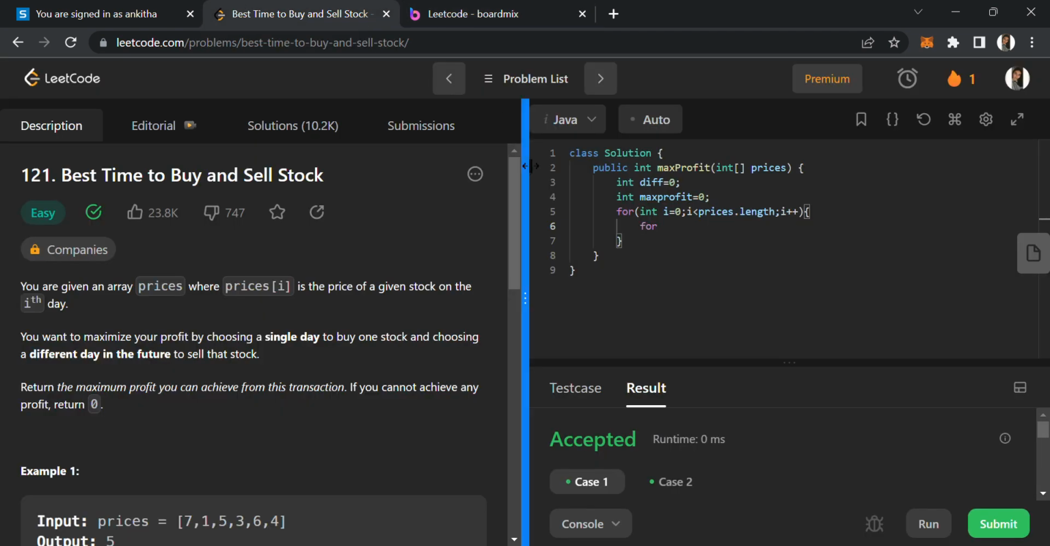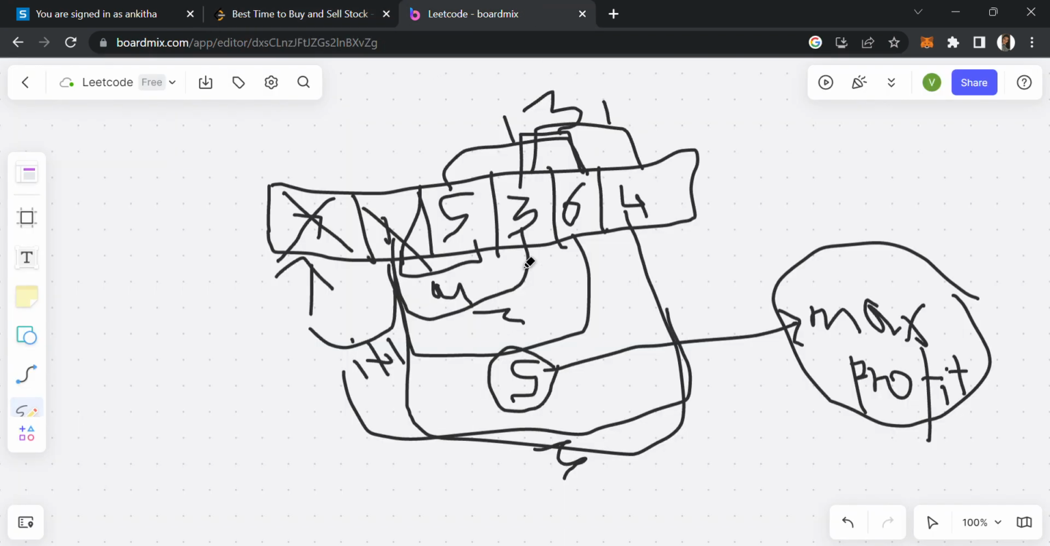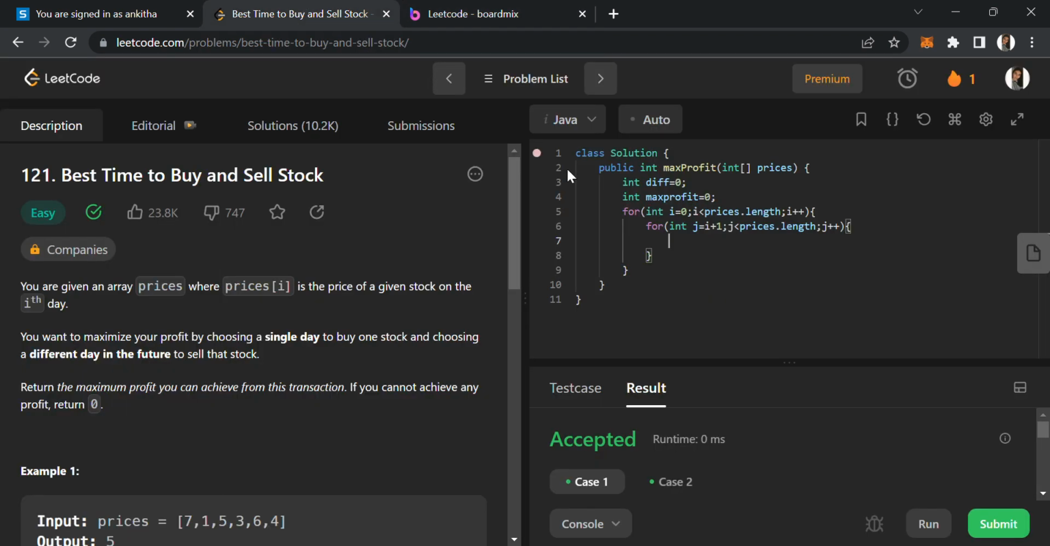So for int j equal to i plus 1, j lesser than prices dot length, j plus plus. Now you are finding the difference between these two, prices of j minus prices of i. So difference will be equal to prices of j minus prices of i.